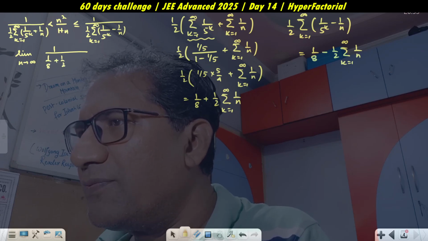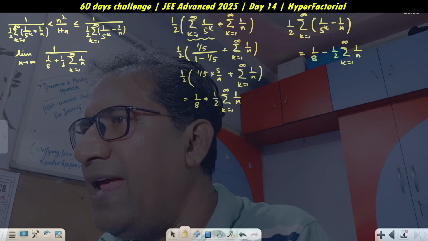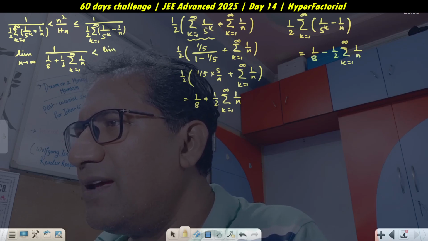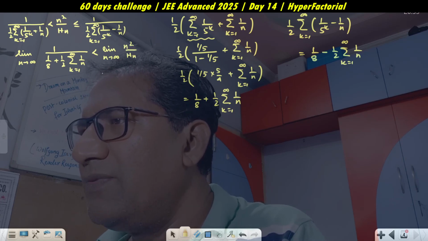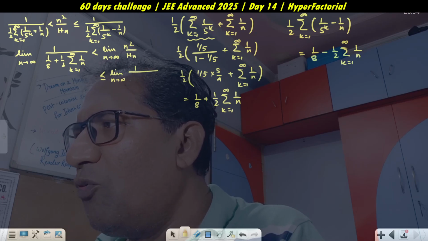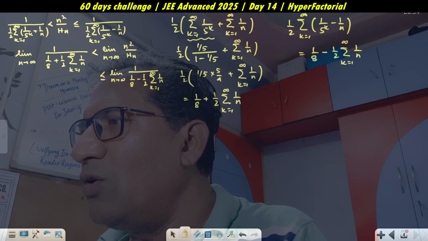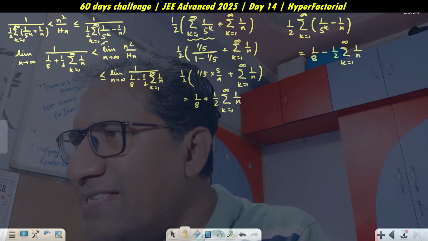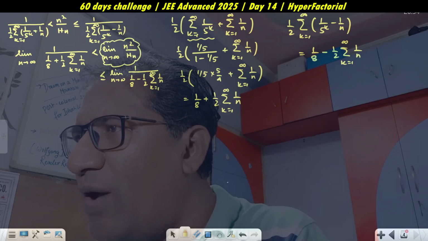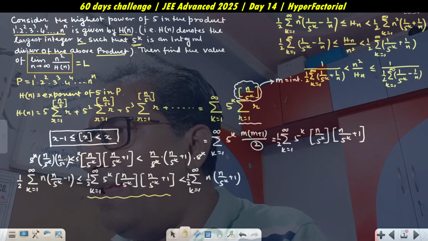plus half sigma k from 1 till infinity 1 over n is less than limit n tends to infinity n square by Hn, which is less than or equal to limit n tends to infinity 1 over 8 minus half sigma k from 1 till infinity 1 over n. Now, this is actually the limit we are going to find out. Isn't it so? We have to find this limit. Let me denote this by L.